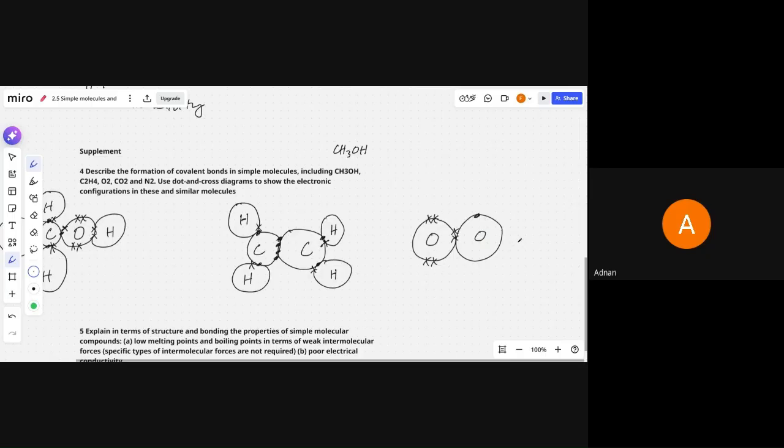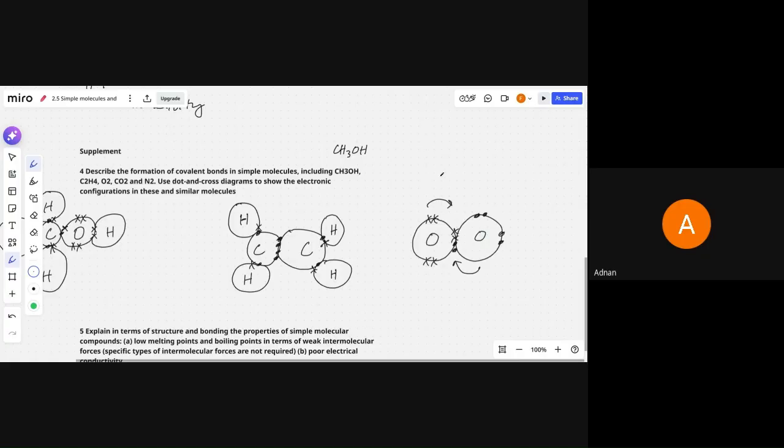I am representing these 6 electrons using dots. So 1, 2, 3, 4, and 5 and 6. Yes, so you can see here that 2 electrons are being shared by this oxygen atom, and 2 by this oxygen atom, and 4 electrons are shared here, and that is the dot and cross diagram for O2.